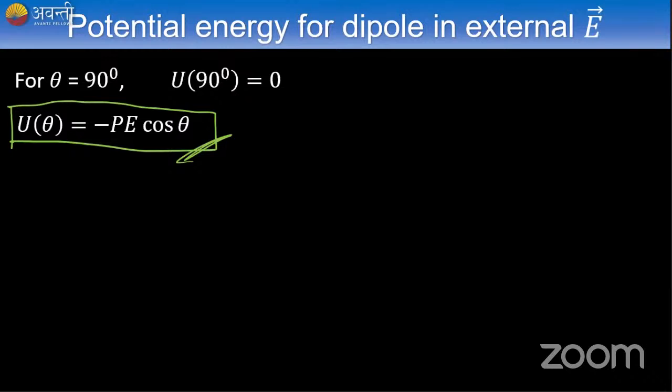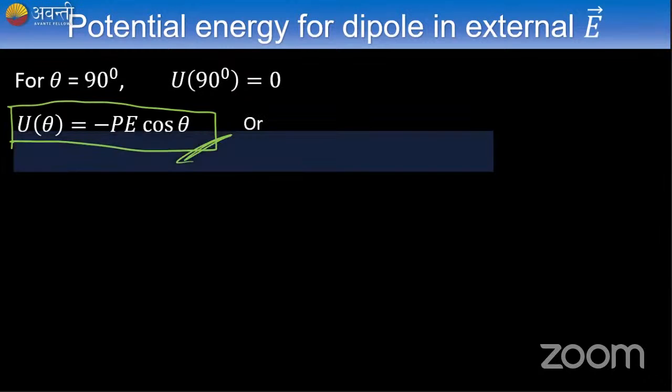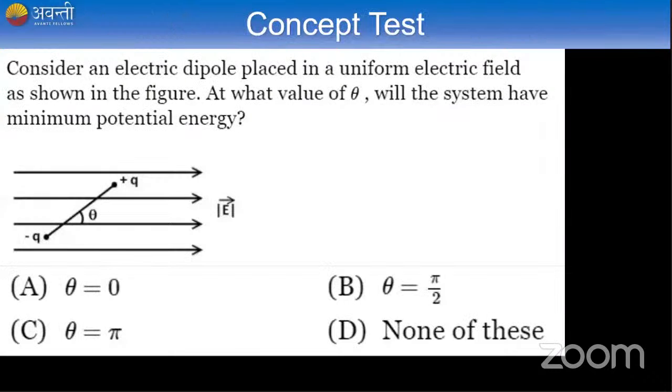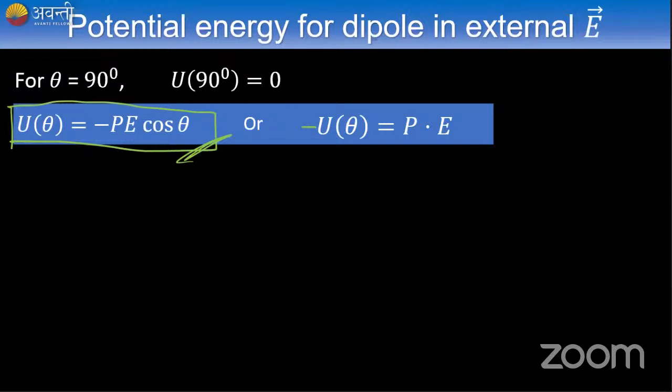Or U of theta is equal to minus P dot E. Okay, again, U of theta is equal to minus P dot E. This is the general expression which we get for potential energy, guys. So hope you guys have understood this. Click on S if you have understood this. Yes, no, really. Okay, cool.